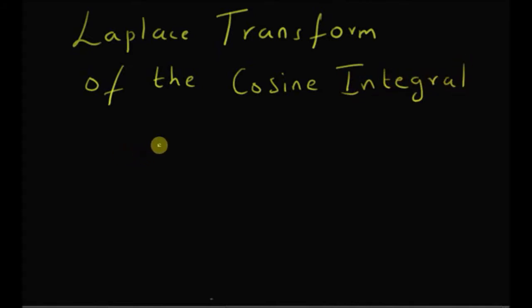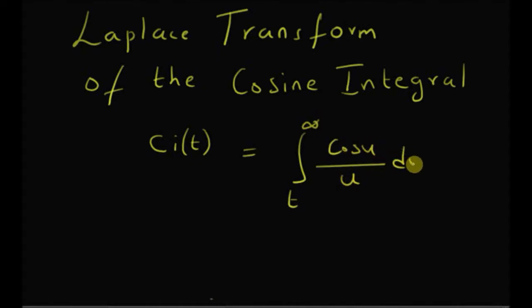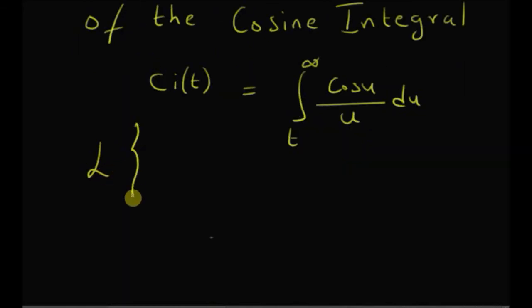The cosine integral is defined as Ci of t equals integral from t to infinity of cos u divided by u du. So this is the definition of the cosine integral. Our goal is to find the Laplace transform of this function. So we want to find the Laplace transform of this cosine integral. This is our goal.